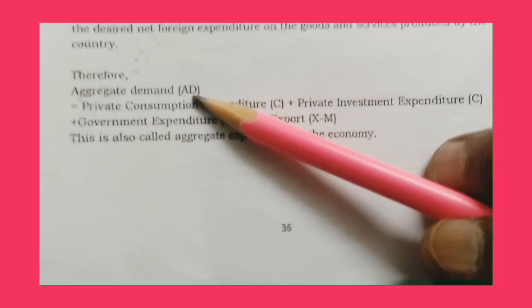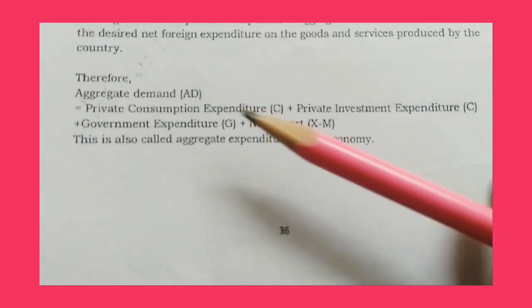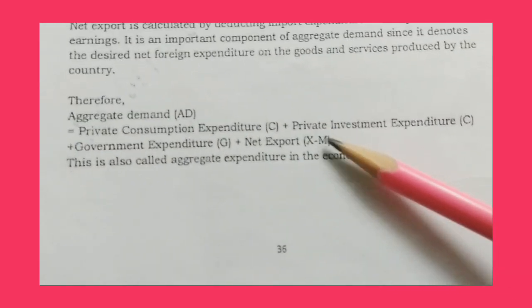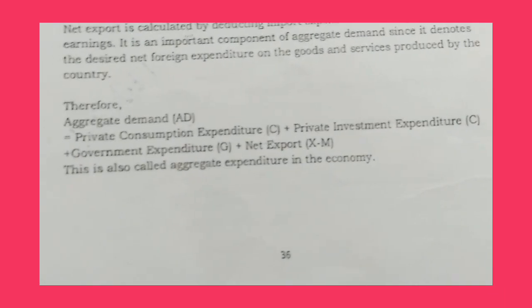The last component of aggregate demand is net export. Net export is nothing but export minus import. Net export is calculated by deducting import expenditure from export earnings. It is an important component of aggregate demand since it denotes the desired net foreign expenditure on the goods and services produced by the country. Aggregate demand AD is equal to private consumption expenditure C plus private investment expenditure, that is I.